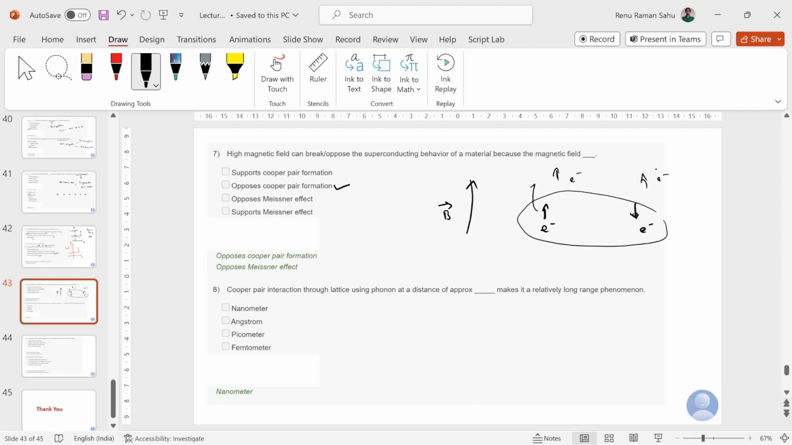So a high magnetic field can break superconductivity because it opposes the Cooper pair formation, and that is why it opposes the Meissner effect as well. Once the Meissner effect happens, there is no free spin; all the electrons have the opposite spin and they cancel each other. But if that is not there, then it will oppose the Meissner effect. The Cooper pairs interact through the lattice using phonons at a distance of approximately some nanometers. So this we have seen. It is a few nanometers, a relatively long range phenomenon.